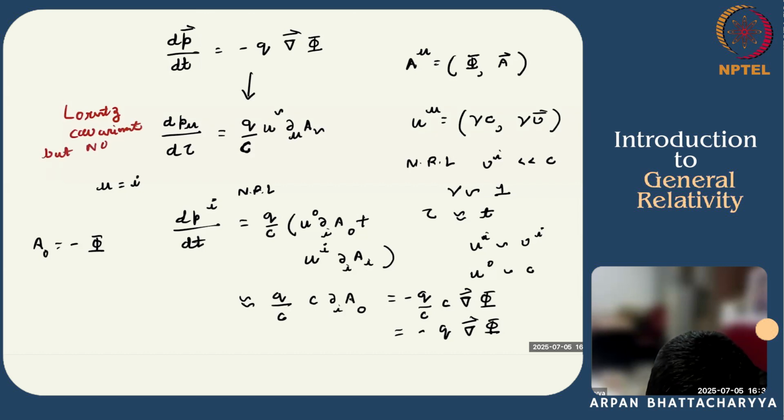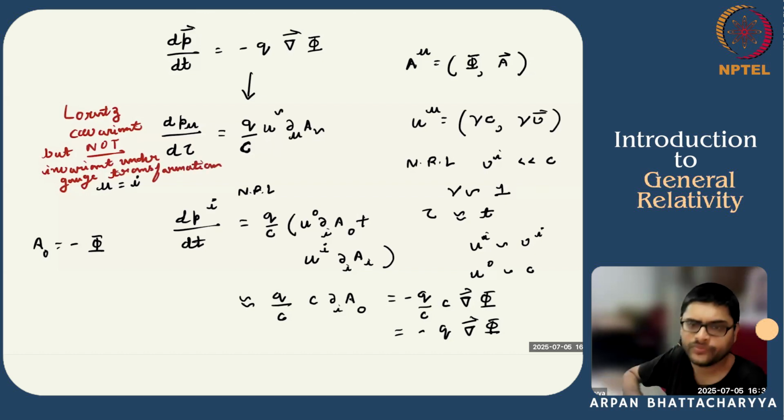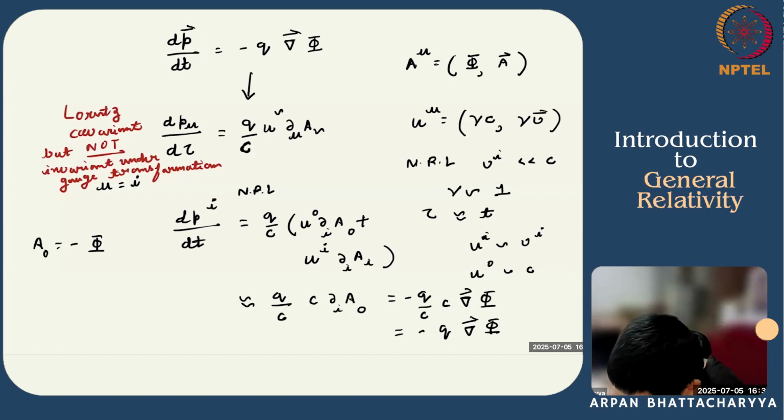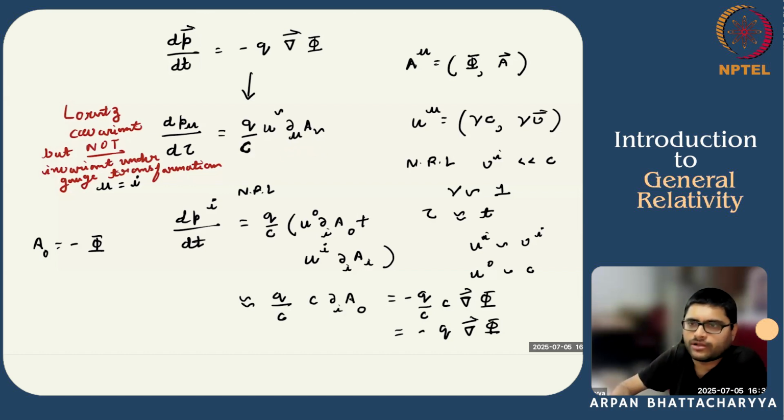But not invariant under gauge transformation. So we have to rectify. Let's do that. So now you can see that we have to just replace this combination by a suitable combination, which will remain gauge invariant. And we can easily guess what that can be.